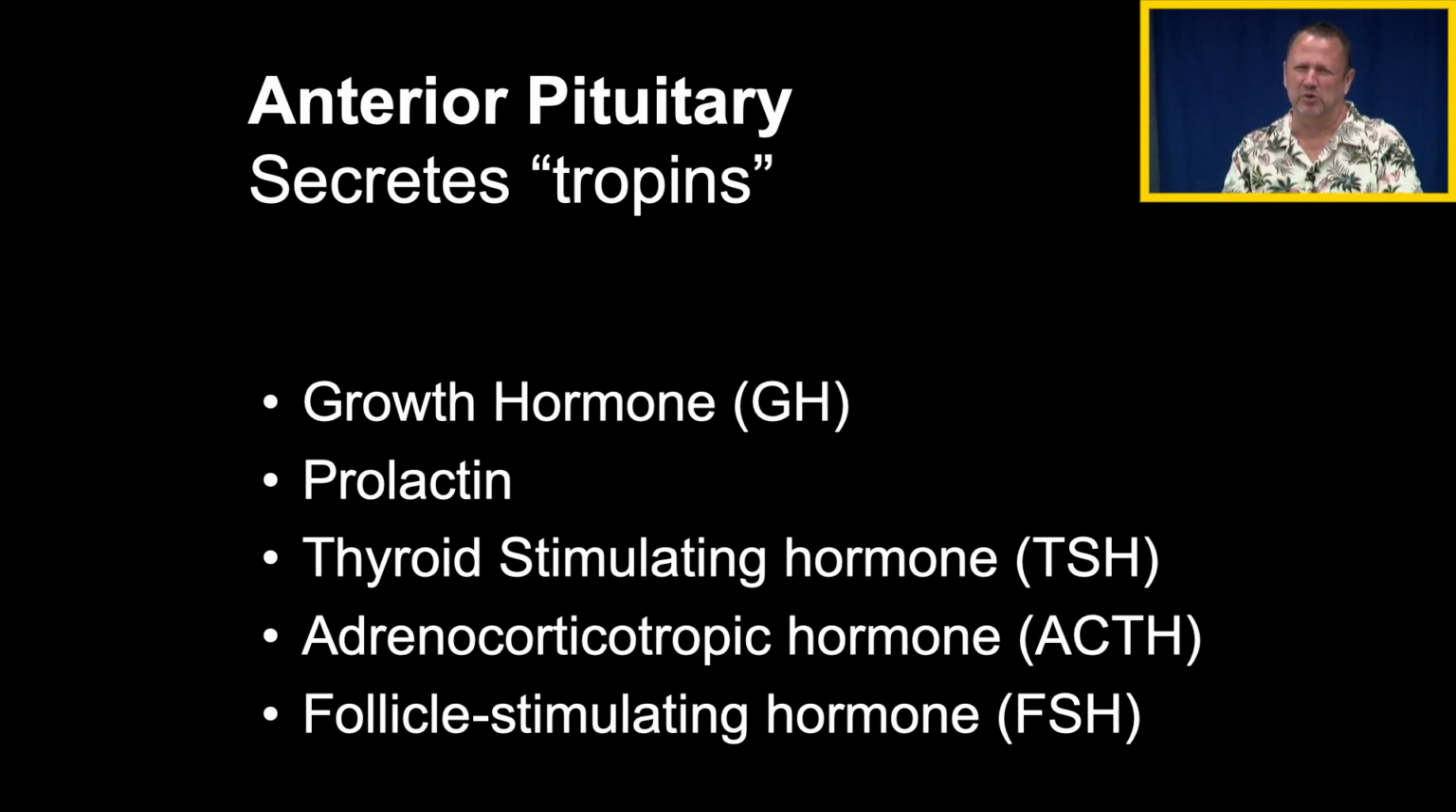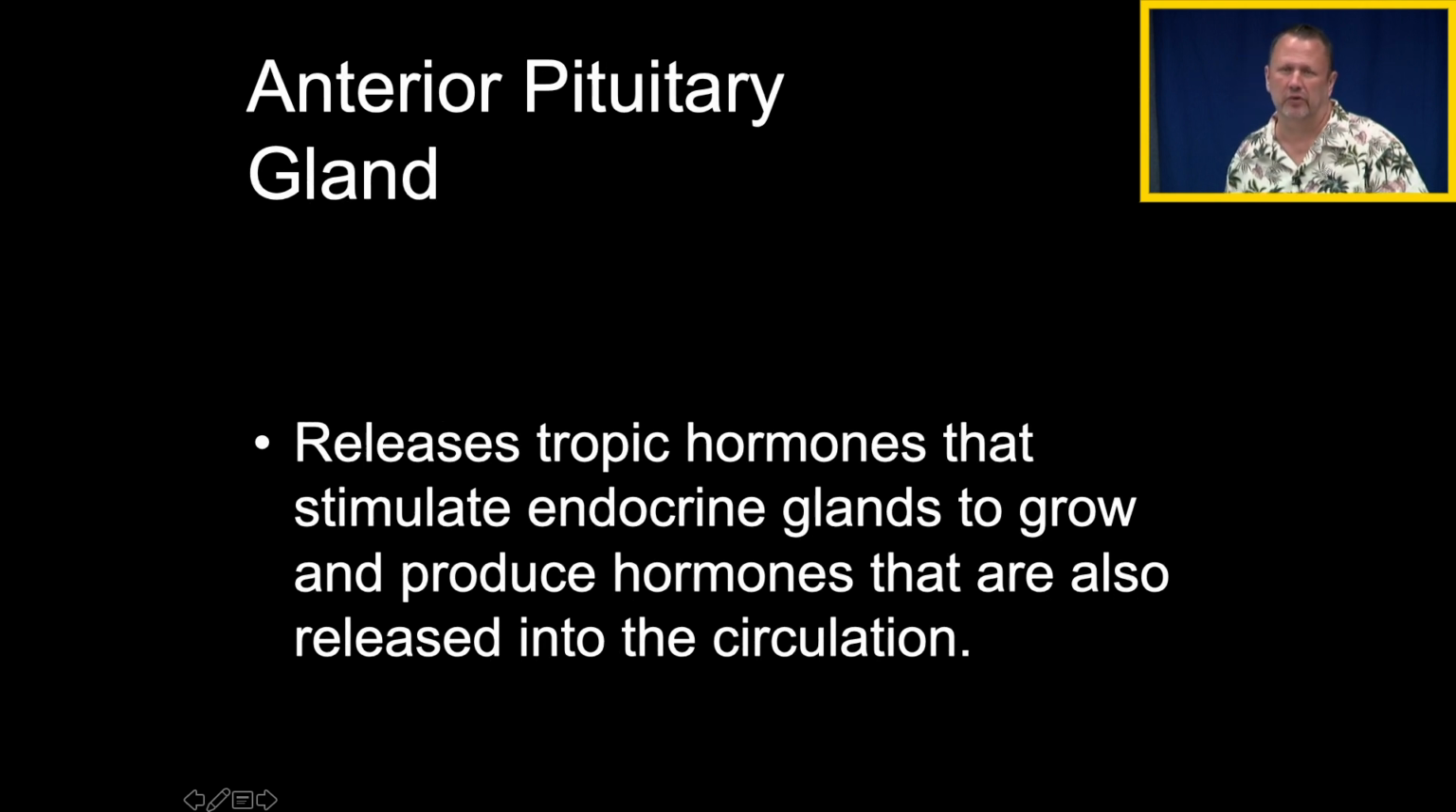And so the anterior pituitary secretes hormones that encourage growth, not only of the entire body, but the milk-making apparatus, thyroid stimulating hormone, adrenocorticotropic hormone, follicle stimulating hormone. We'll talk about these as we go along, but I think we start out talking about growth hormone. So again, the anterior pituitary releases tropic hormones that stimulate endocrine glands to grow and produce hormones. These hormones will be released into circulation. Again, releasing hormones into the blood supply to communicate with other organs is our definition of an endocrine system.